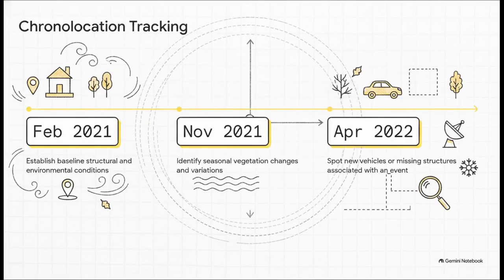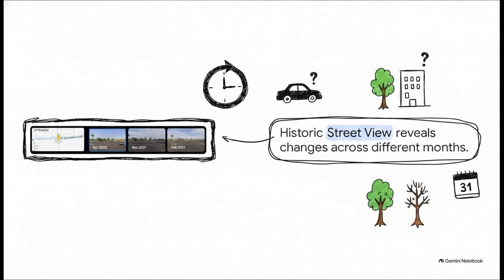But what's really fascinating is when we move beyond simply finding where something happened and start proving when it happened. This is called chronolocation. We do this by tracking environmental and structural changes over very specific points in time. Viewing a single location across different months is just incredibly revealing.